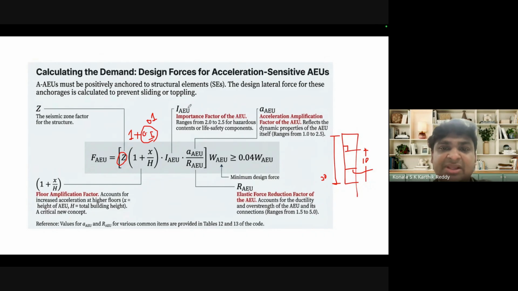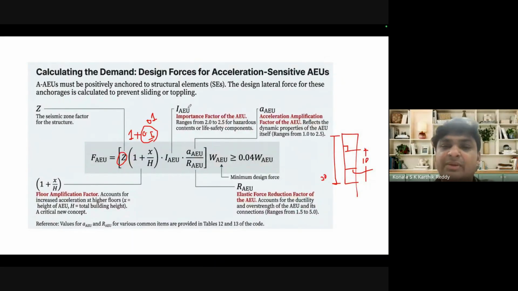And I, as usual, is the importance factor. Typically, if it's a server room or something like that, or if that particular equipment is holding some hazardous material, let us say some nuclear waste, that sort of equipment should be properly anchored, and it should also have an importance factor, because we cannot afford toppling of that equipment. The importance factor is similar to the importance factor you are giving to the buildings, but here you are giving the importance based upon whether it is extremely hazardous or not.